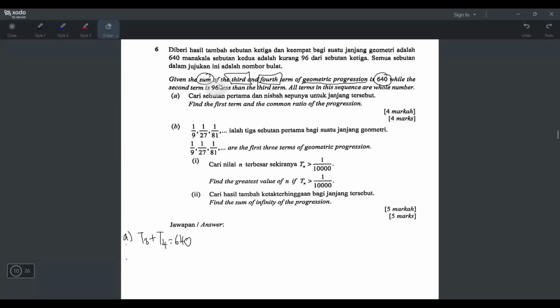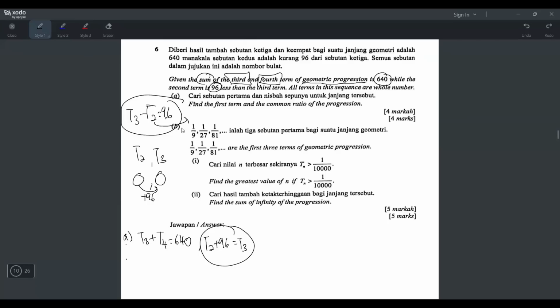And then, while the second term is 96 less than the third term. So what does it mean? The second term is 96 less than the third term. It means if I take T2 plus 96, I will get T3. You understand, right? Because they say T2 is 96 less than the third term. It means that T2 is less than T3, by 96. So if you plus 96, then you get T3 here. So that's why it's like this: T2 plus 96 equals T3. Or maybe some of you want to write T3 minus T2 equals 96. That can also work, this one and this one are the same, because when you move it over, it's the same thing.